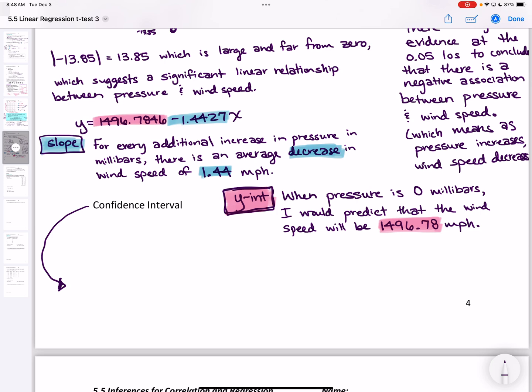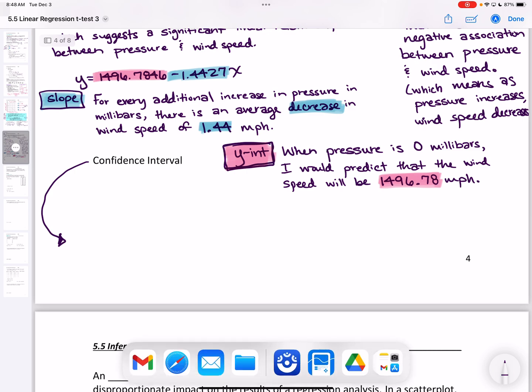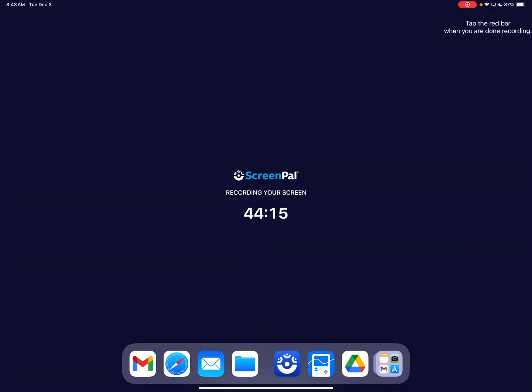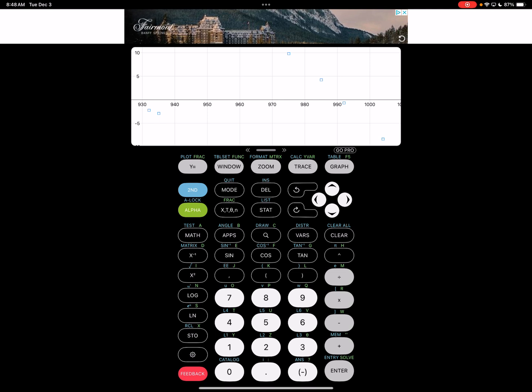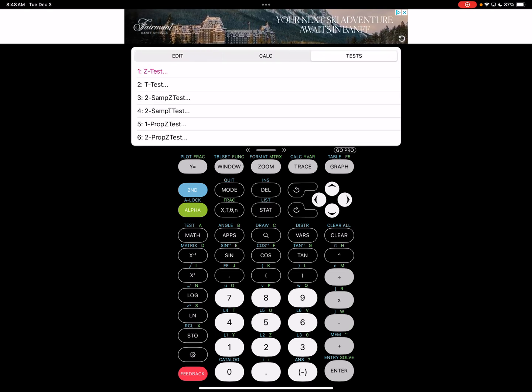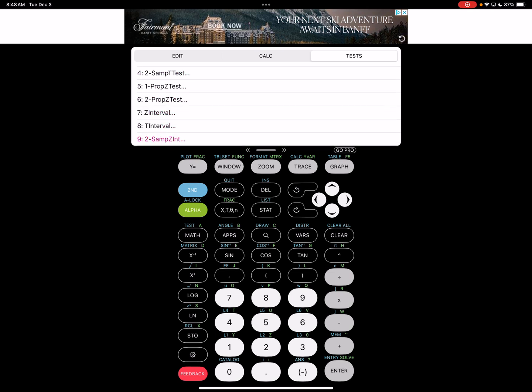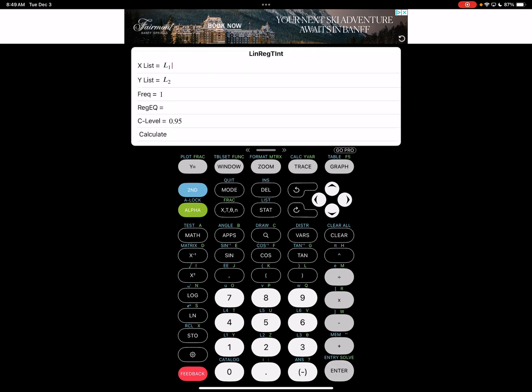Okay, so confidence interval, now we can run that. While your data is still on your calculator, you go to stat, arrow over to test, and we're going to choose option G instead of F. F was linear regression t-test. We're going to choose the next one, which is linear regression t-interval, and hit enter. It is in L1, it is in L2, and we want to be how confident? 95. So I'm going to leave that alone, and then I'm going to calculate.